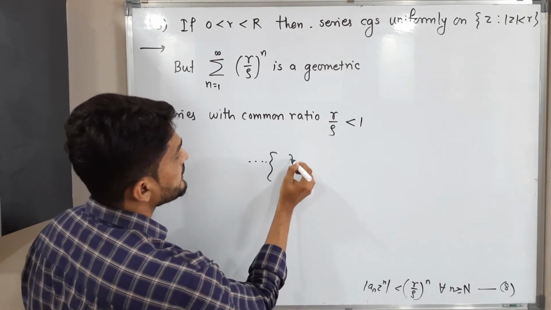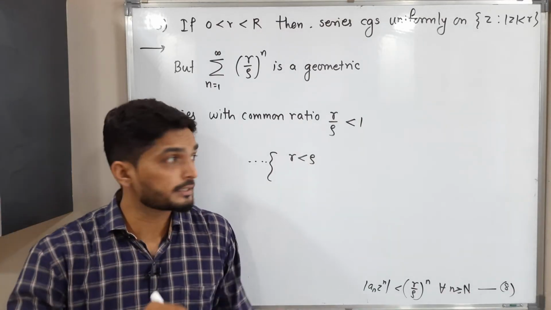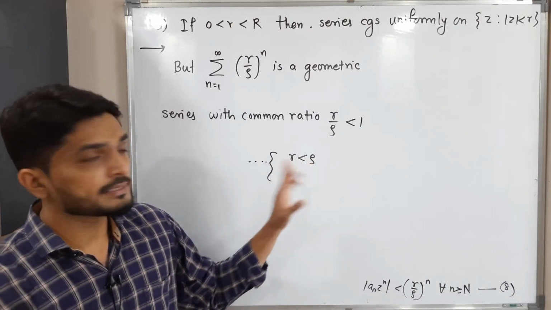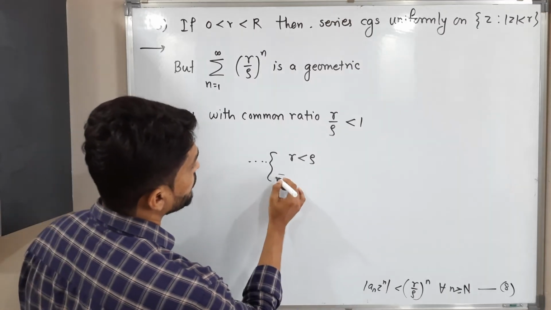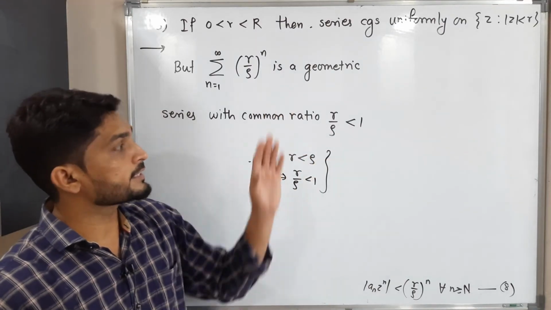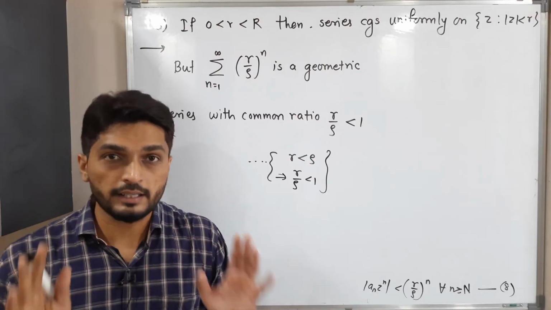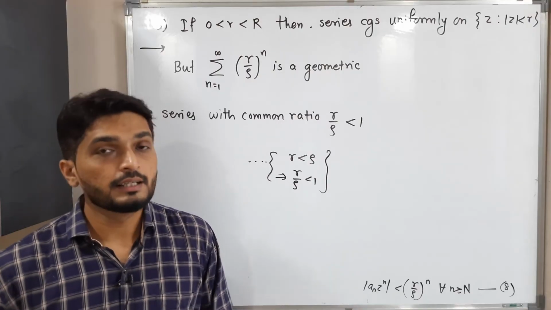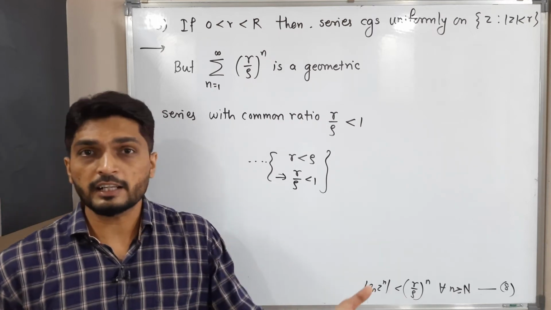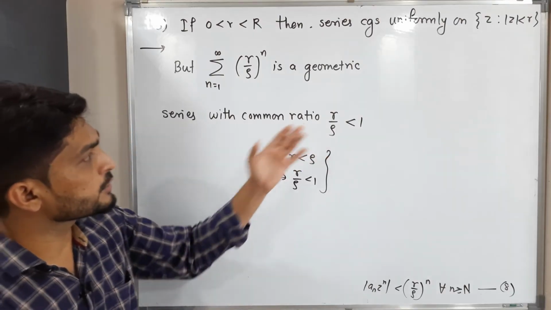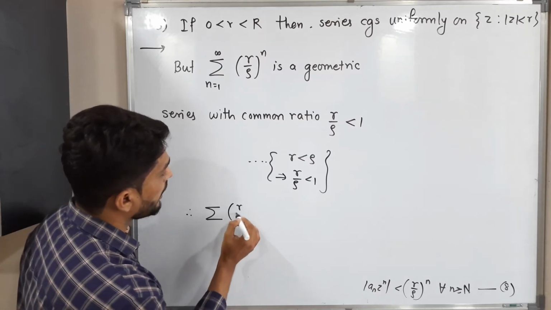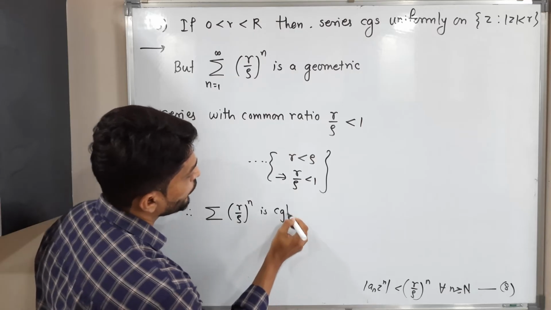The reason is that our r is less than rho; you can go back and check this inequality we have already mentioned, I think inequality number 5 or 6. So r is less than rho. If you shift rho to this side, we have r by rho less than 1. So this is a geometric series with common ratio less than 1. We have a very standard theorem: if you have a geometric series with common ratio less than 1, then it's a convergent series, and if it is greater than 1, it's a divergent series. So summation of r by rho raised to n is a convergent series.